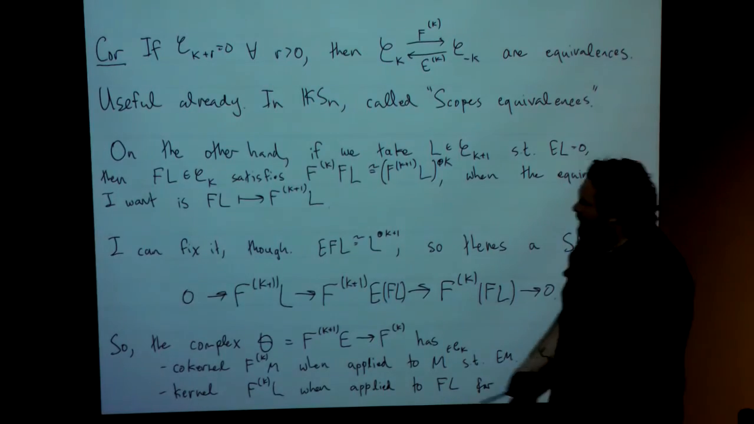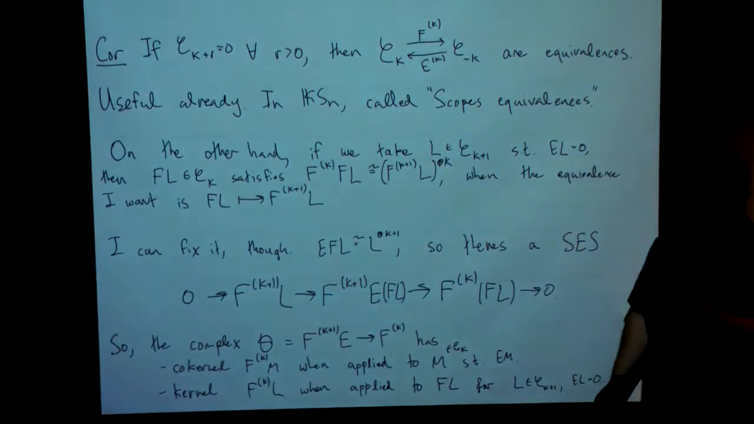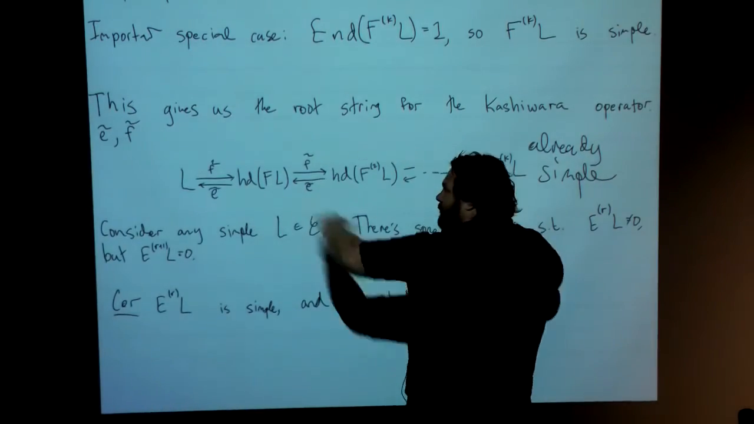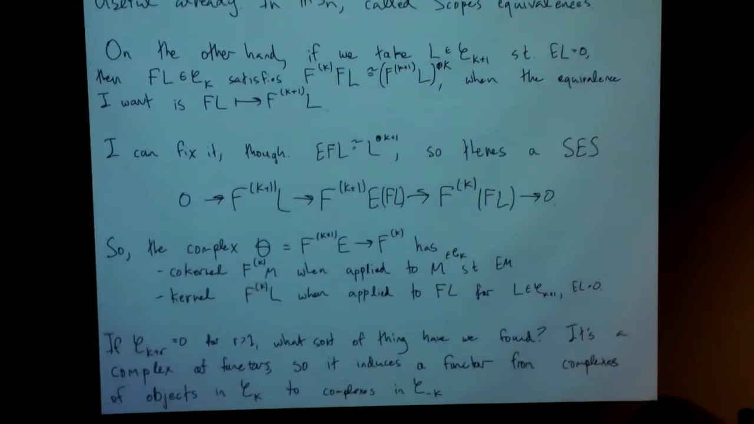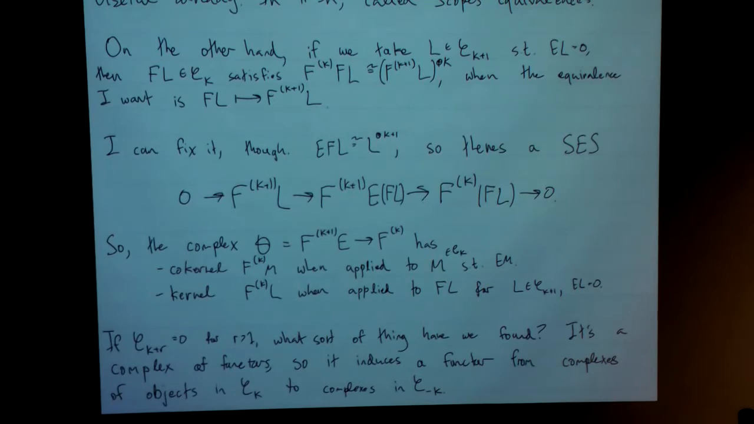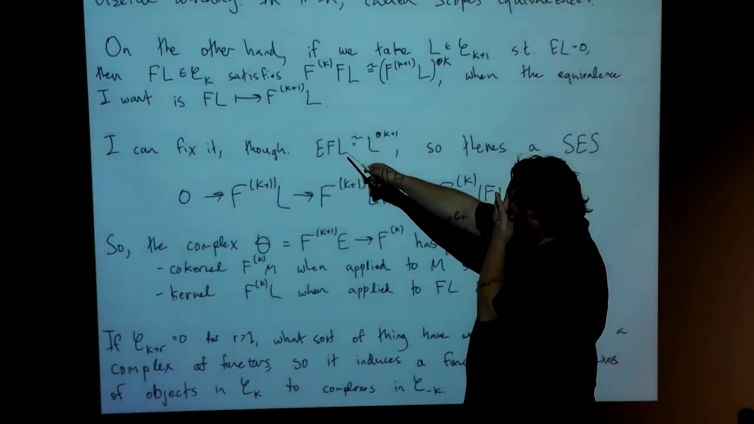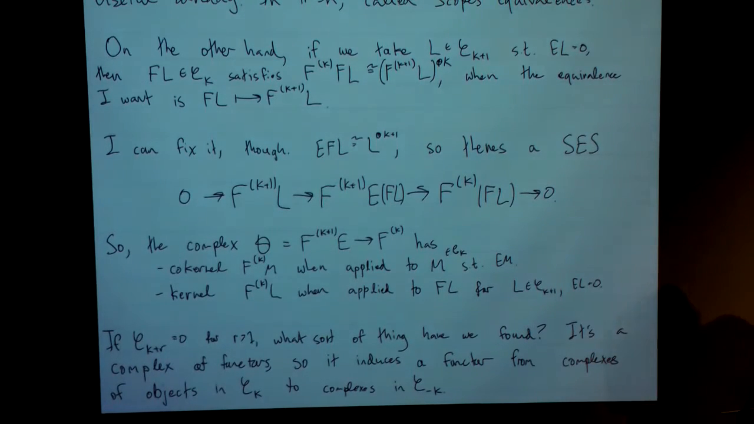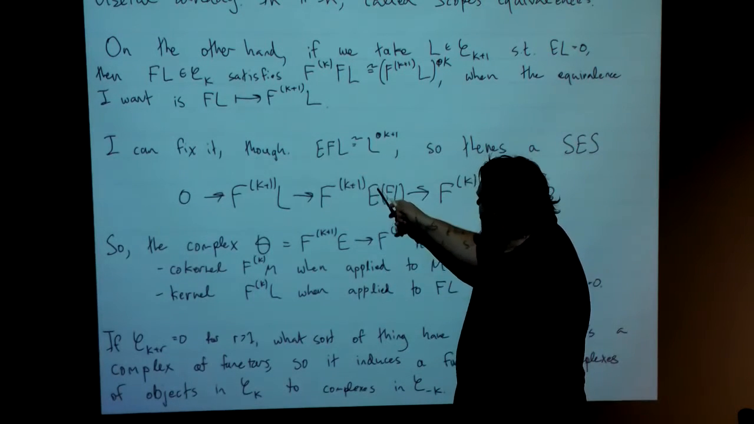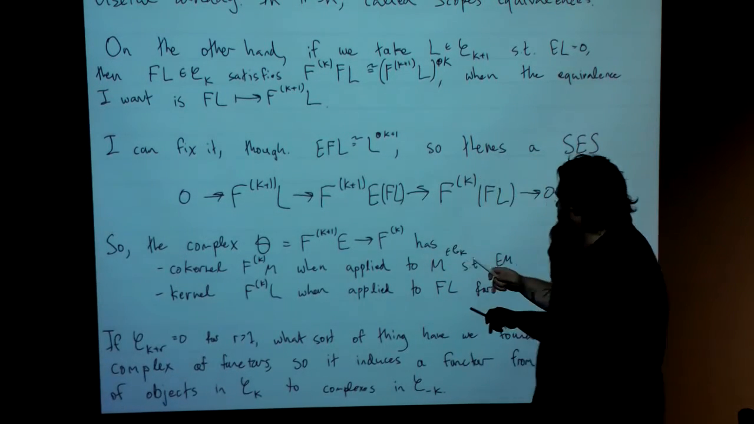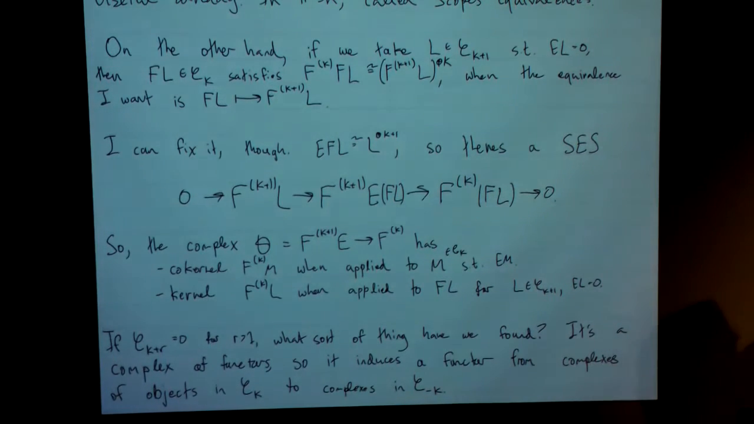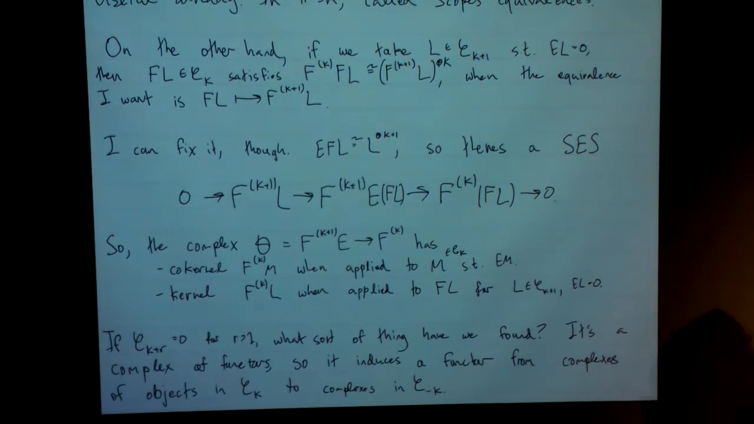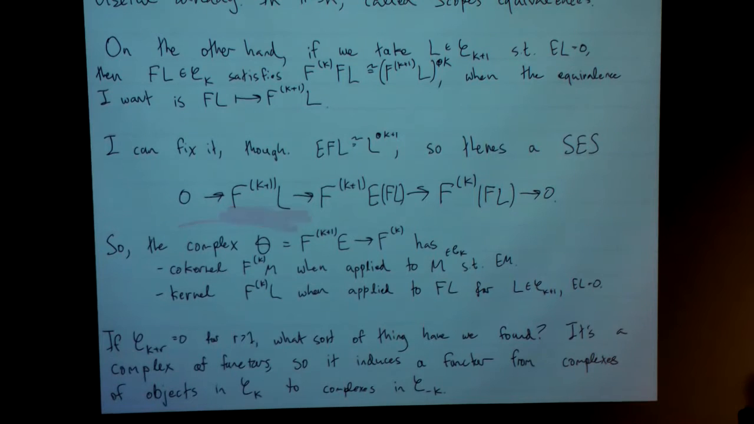What I want is to just send FL to the (k+1)st divided power of L, because that's what I saw in this chain. This whole thing is kind of symmetric. Well, it turns out there is a way to do this. Because EF of L is k+1 copies of L, that's the sl2 relations again. There's actually a short exact sequence where if I take F^(k+1), the divided power, times E times FL, and take the natural surjective map from that to F^(k), the divided power applied to FL, the kernel will be this guy I wanted, the (k+1)st divided power.